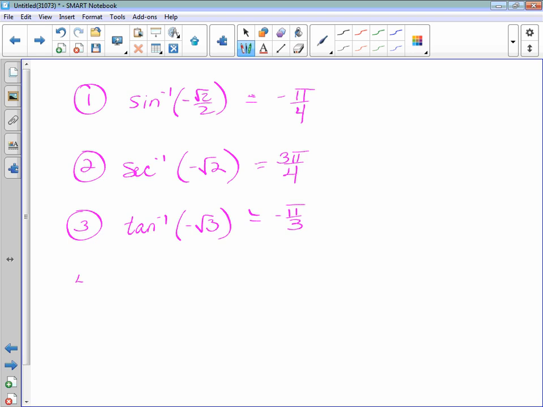One more, guys. All right, inverse cotangent of negative root 3 over 3.